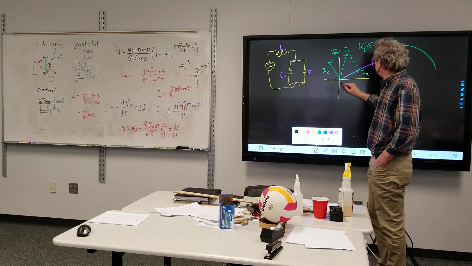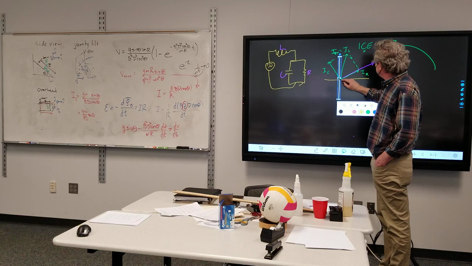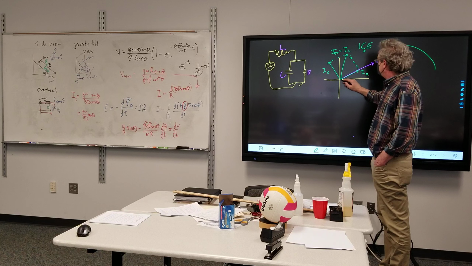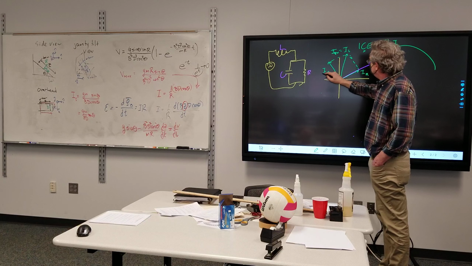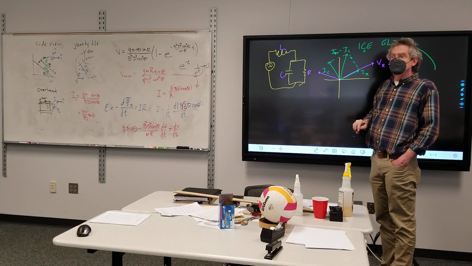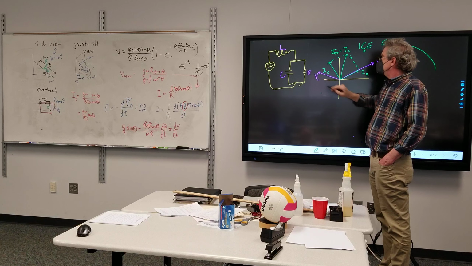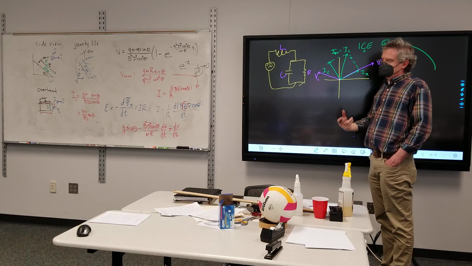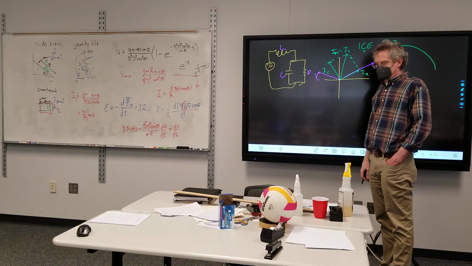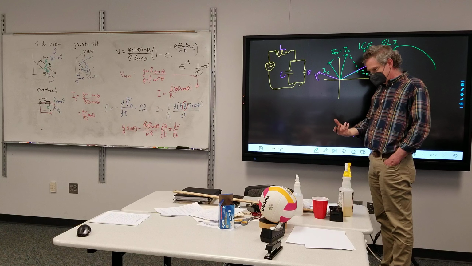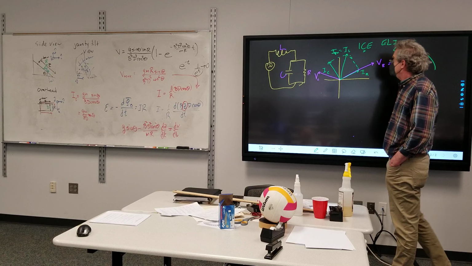So let's go back to our voltage one. E is supposed to stand for voltage, right? V stands for voltage. So that's V of L. This seems to be the tradition, not putting the delta in front of it.